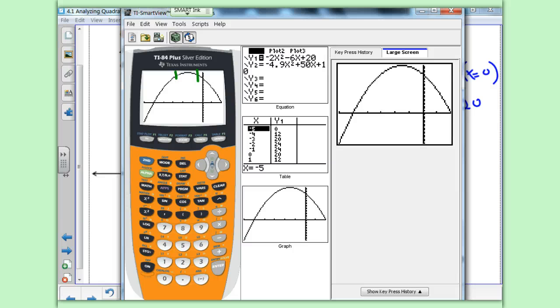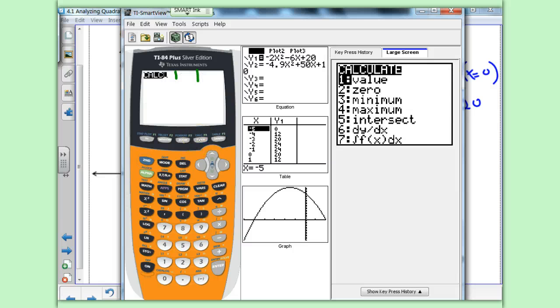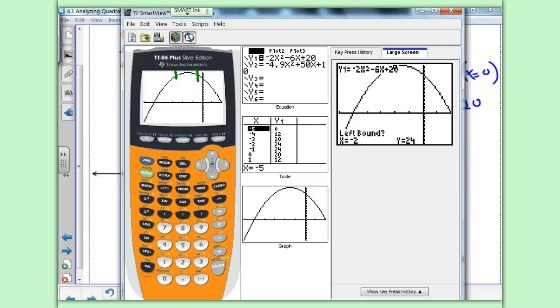So I go to my calculator and I say second calculate. In this case, a maximum, so that's 4. So I press 4, and just like when Mr. Zotner did the zeros, you have to bound it. So my left bound might be, well, I might just type in -4. Clearly -4 is to the left of that top. And my right bound, well, clearly 0 is to the right, so I type in 0.